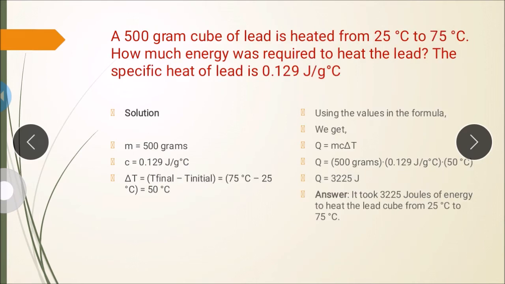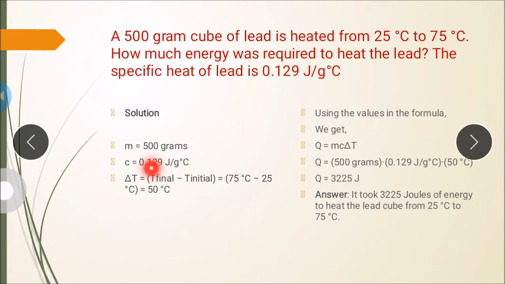So what are all the things given? Mass of the material is 500 grams, and the specific heat of lead is 0.129 joules per gram degree centigrade. Delta T, the change in temperature: from 25 degrees to 75 degrees Celsius. So final minus initial, 75 degrees Celsius minus 25 degrees Celsius is equal to 50 degrees Celsius.